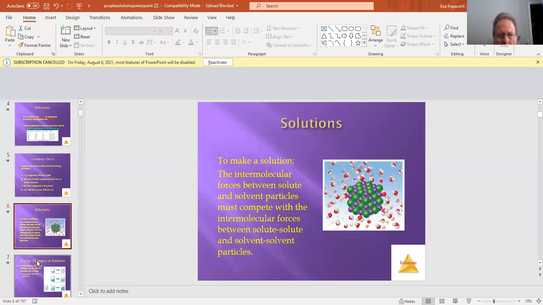So basically, to make a solution, as I said in the last chapter, you've got to break the intermolecular forces between the solute and the solute, and you've got to break them between the solvent and the solvent. You have to break those in order to create a hole in the solvent for the solute to go into.